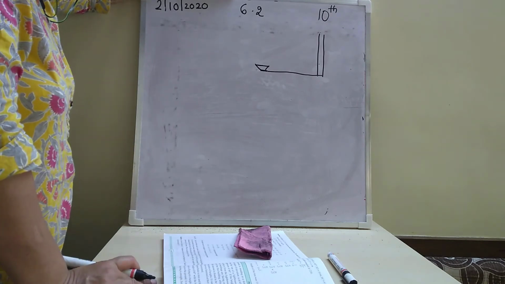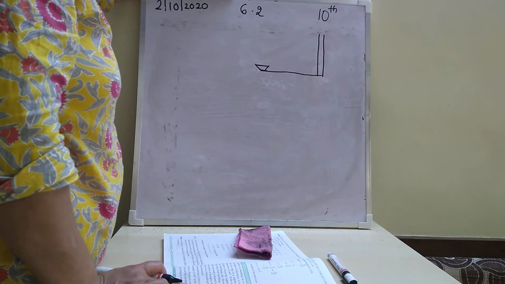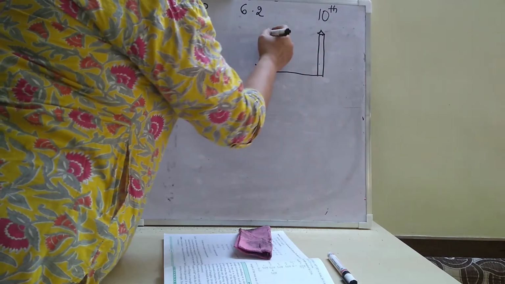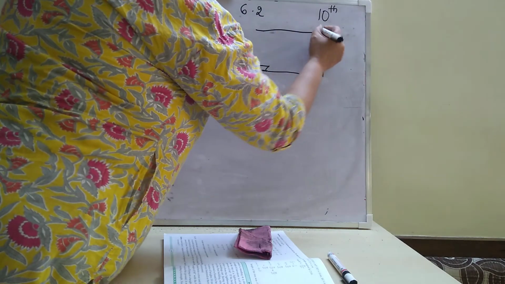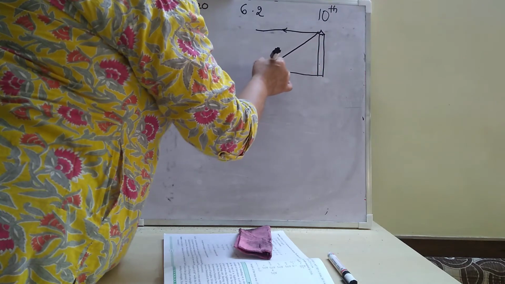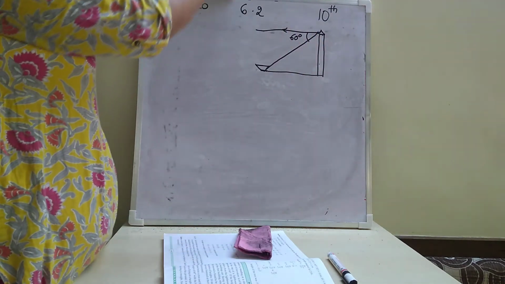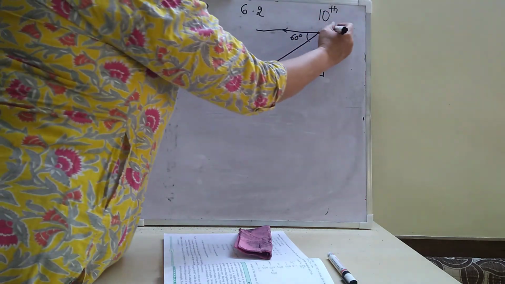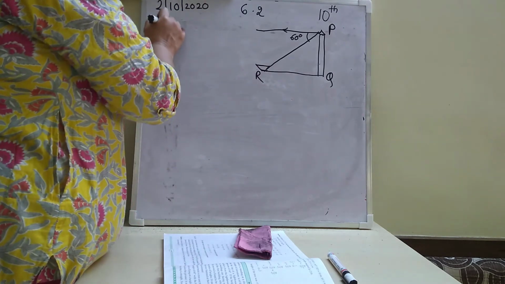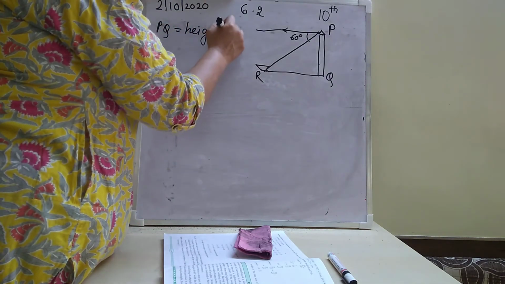Okay, this is the position of the ship. From the top of the lighthouse, the observer looking at a ship makes an angle of depression. This is a lighthouse; you can draw better than me. This is the line of vision. First we have to draw that, and the angle of depression is with it, that is a 60 degree angle. This is the line of vision downward. This is the position of the observer. Let us write P, Q and R. What is PQ? Height of the lighthouse.